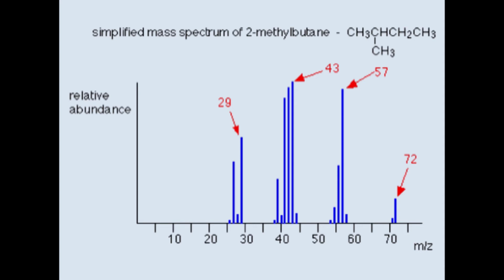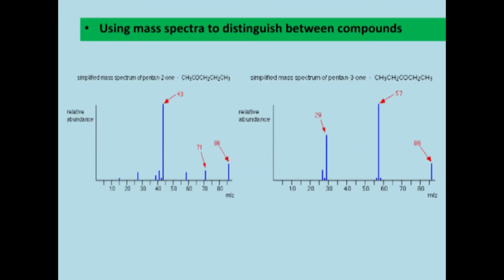abundance. Using mass spectrum to distinguish 2 compounds, we are giving here 2 isomers of pentanone, pentan-2-one and pentan-3-one. If we see here 43 for pentan-2-one, CH3 and CO. For this cation, 43 has the highest abundance, but for pentan-3-one we are getting CH3CH2CO. 57 is the highest relative abundance.